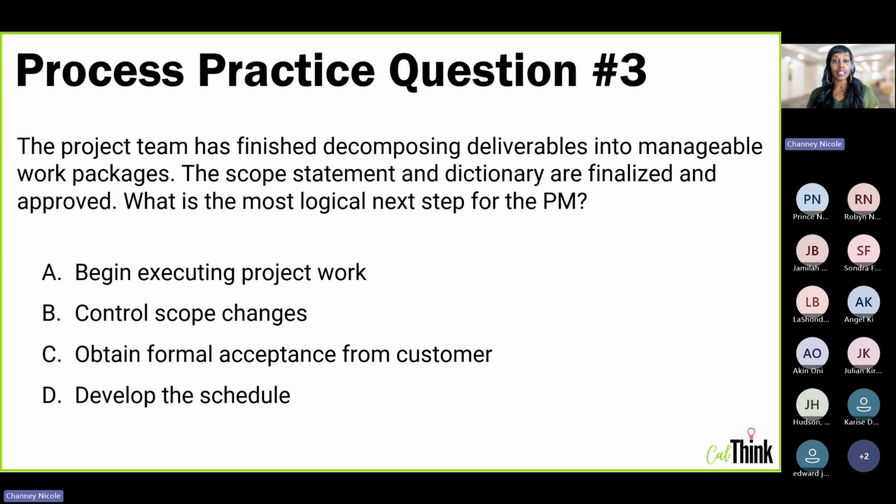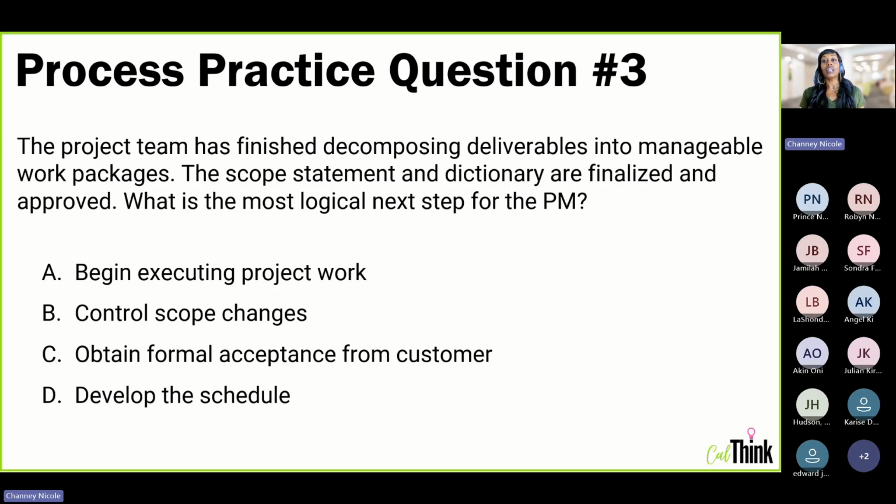All right, I got a few Bs. Control scope changes. Okay, nice. D, develop the schedule. Very nice. Okay, looks like mostly Bs and Ds. Okay, we'll come back to these 3 questions and I'll give you the answers and the why behind each answer as we go on through the training.